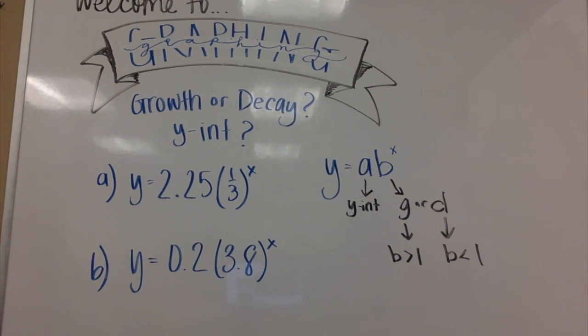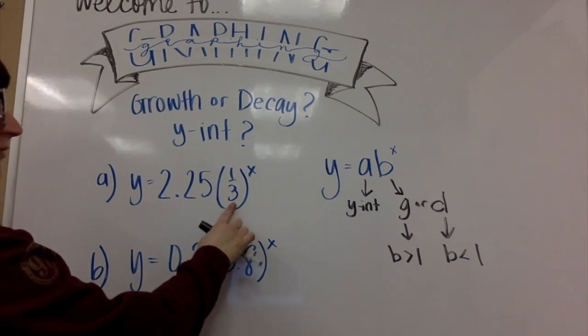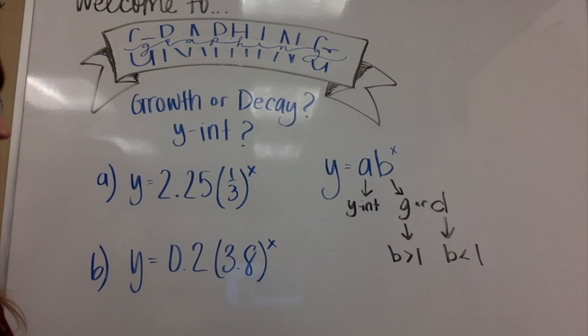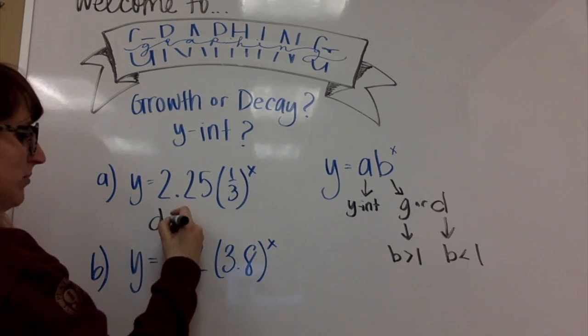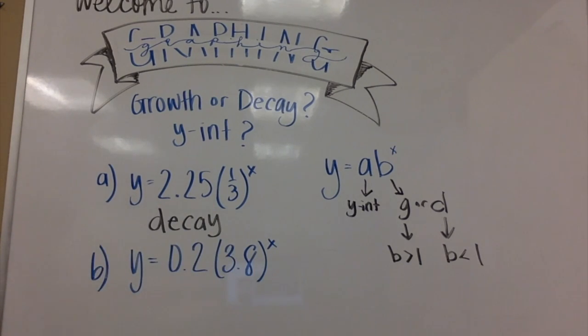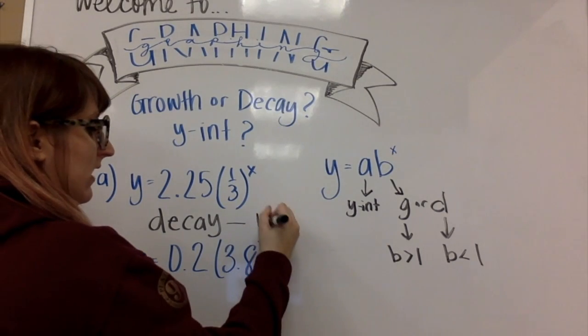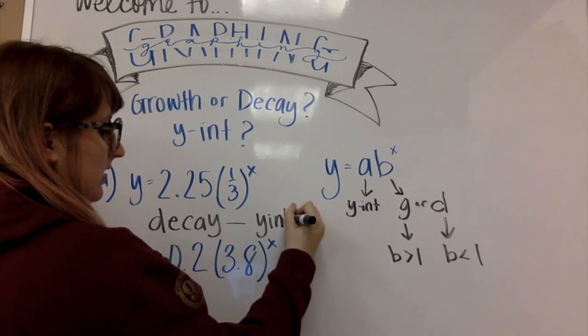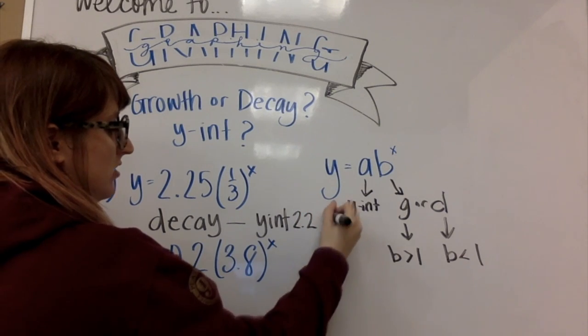So what you want to do is we'll look here. So we have y equals 2.25 times 1/3 to the x. So since we have 1/3 as our b value, that is less than 1. So this equation here represents decay. We have 2.25 as our a value, so that means that our y-intercept is 2.25.